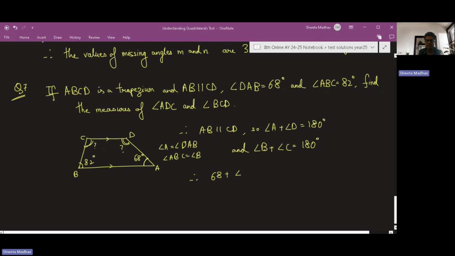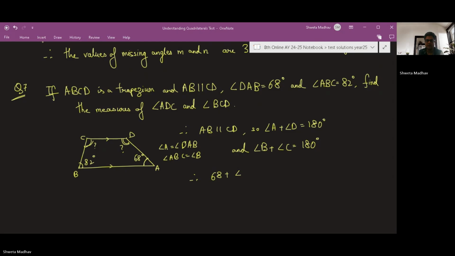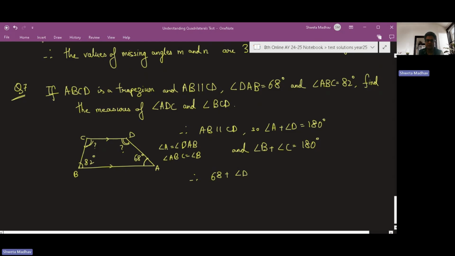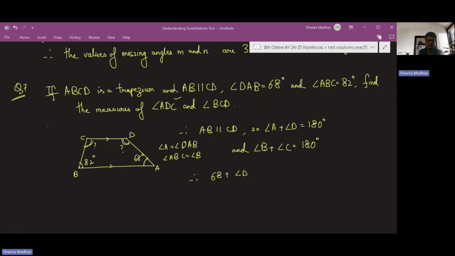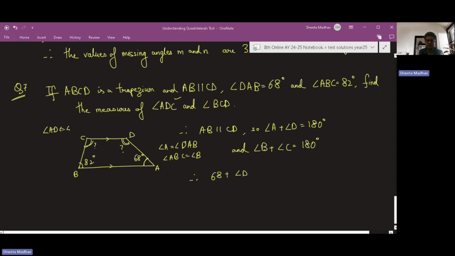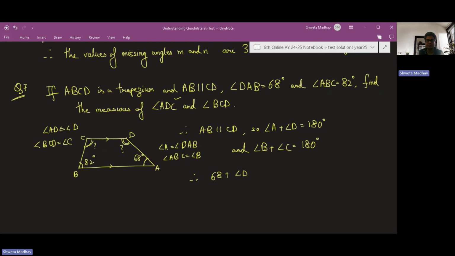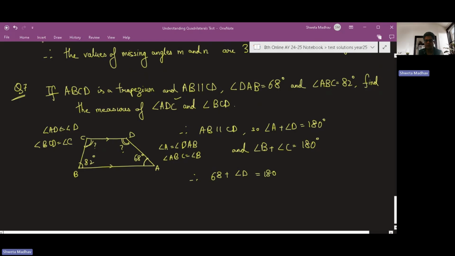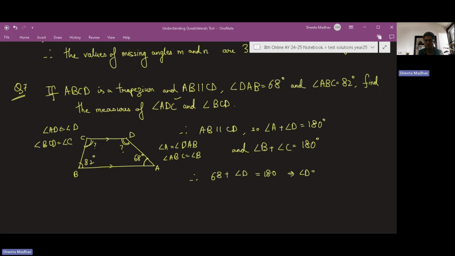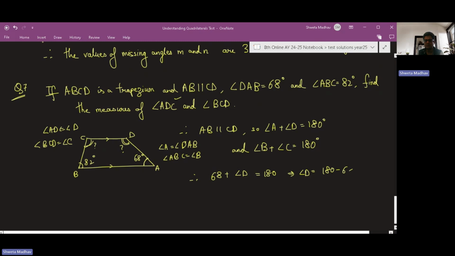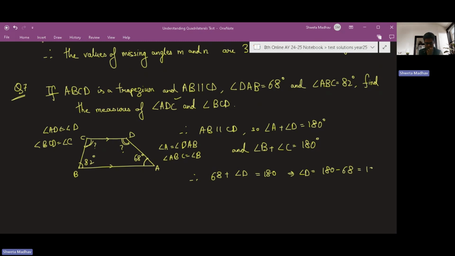So 68 degrees plus angle D, which is the same as angle ADC, and angle BCD we can write as angle C, is equal to 180. So angle D will be equal to 180 minus 68, which will be equal to 112 degrees.